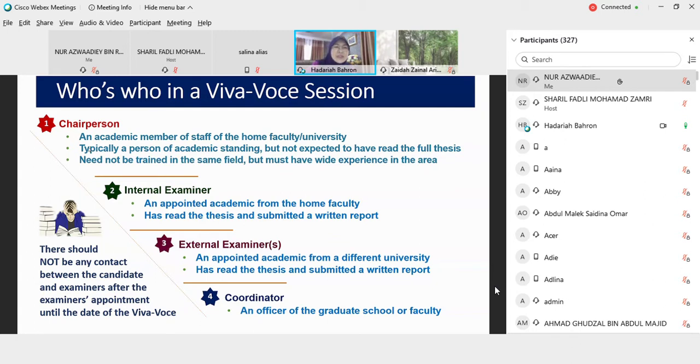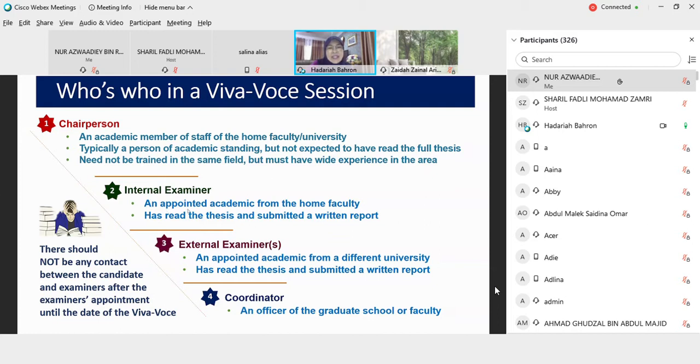Now, a chairperson is usually an academic member of staff of the home faculty or the home university. It is typically a person of academic standing, usually a professor. The chairperson is not expected to have read the full thesis, but must have gone through the summary of the reports given by the internal and external examiners. He need not be trained in the same field, but he must have a wide experience in the area. That's the chairperson.